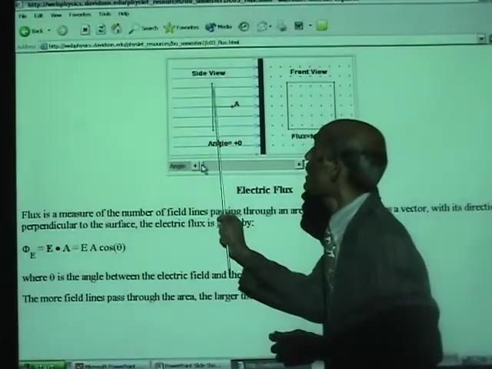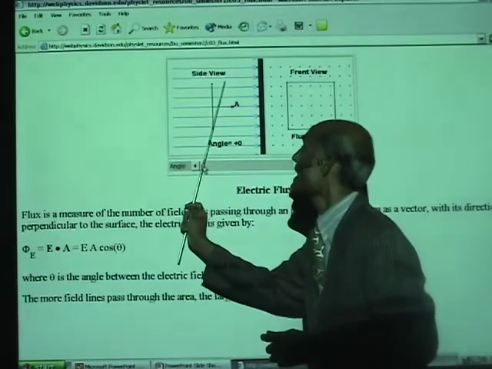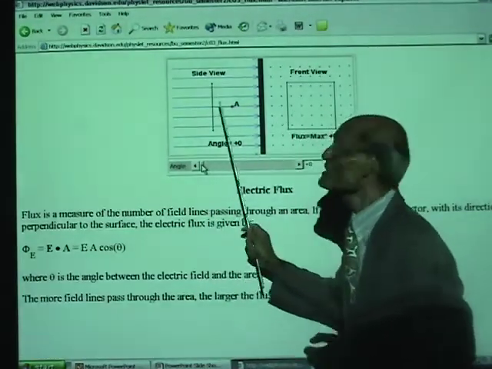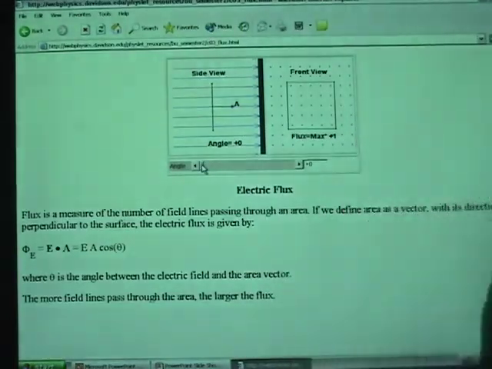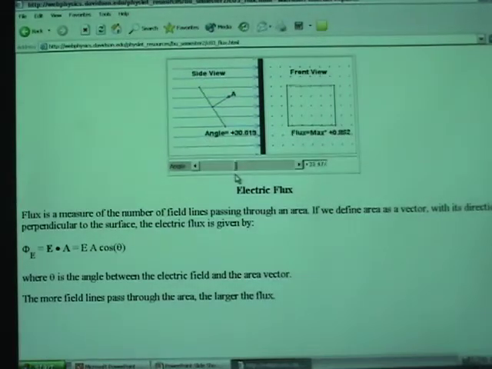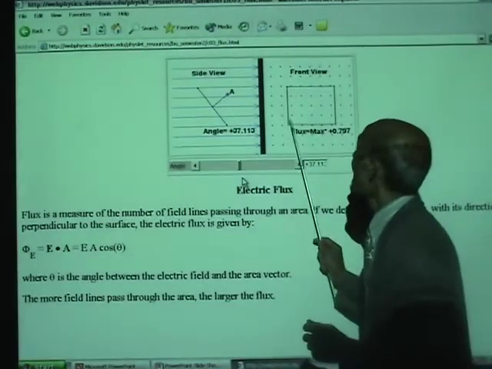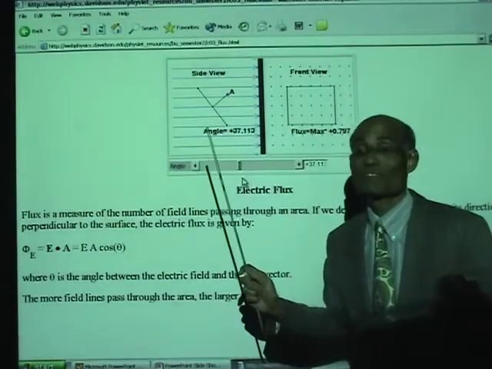Now I'm going to change the angle of that unit area and see what happens to the number of lines of force crossing that unit area. I want you to watch this. Now, as the area becomes tilted, you can see, as the area gets more and more tilted, the number of lines of force crossing that area will also become less.